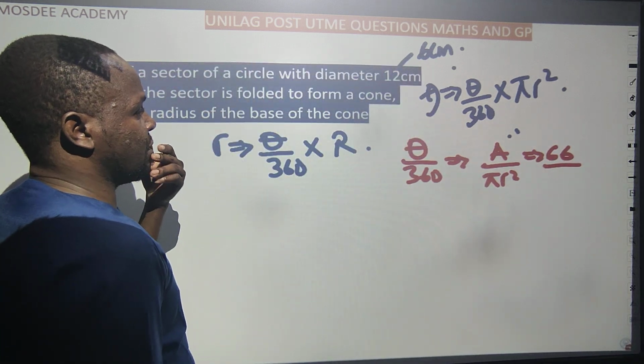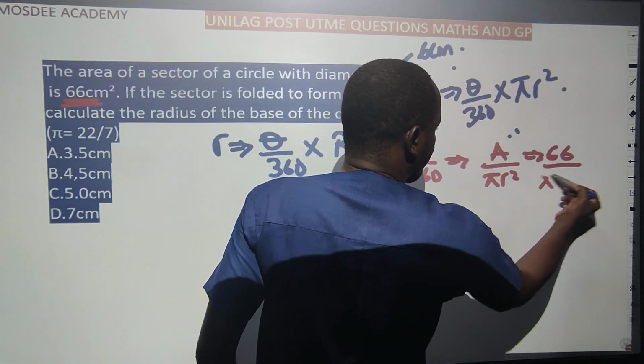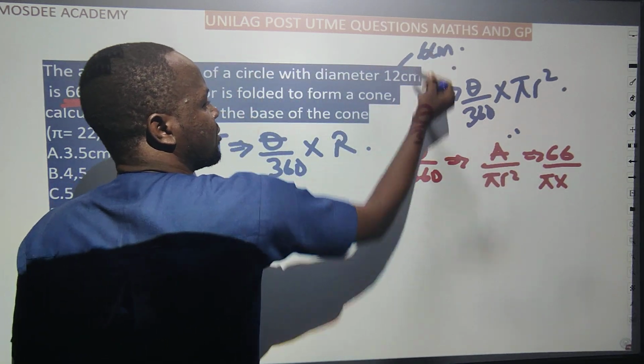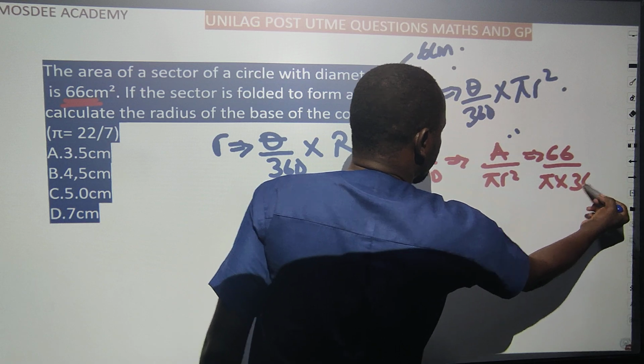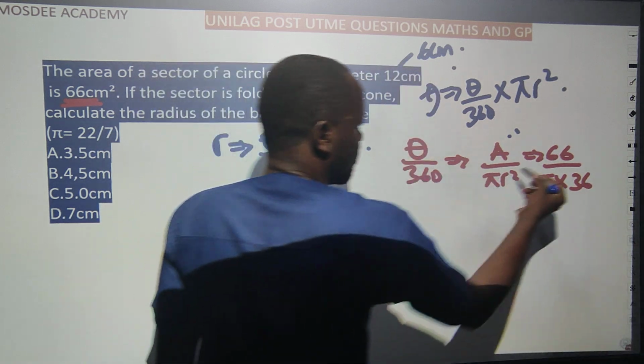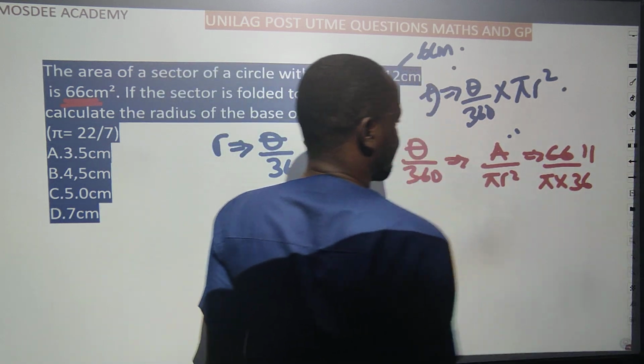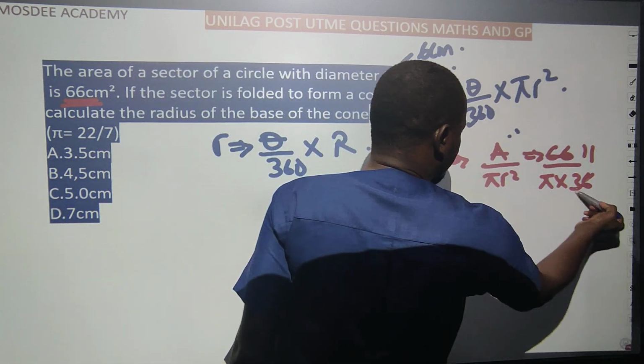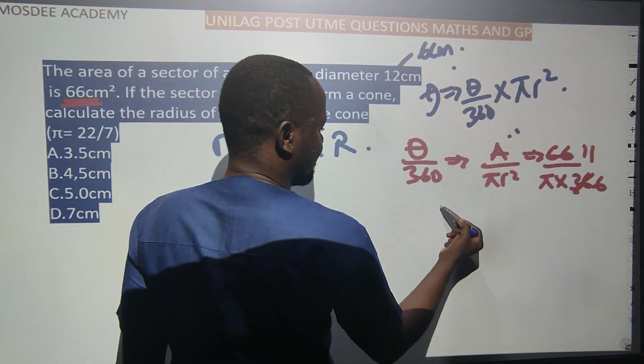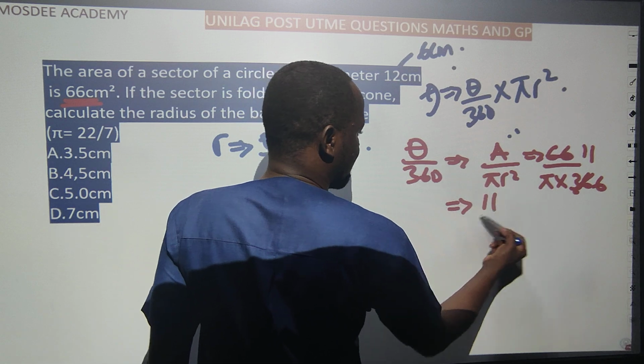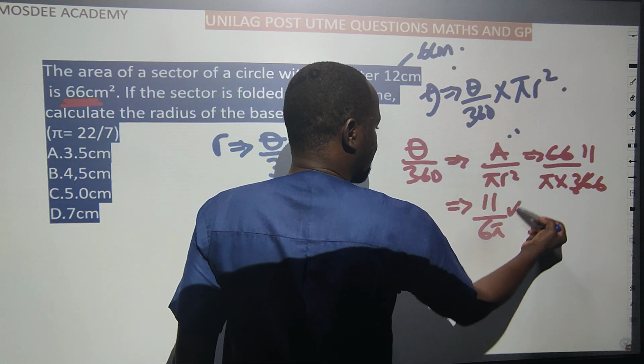Pi r squared, I'm going to leave the answer in terms of pi. Pi times r squared. R is 6. 6 squared is 36. I think 6 can go. 6 here, 11, 6 and 66. Then 6, 6 and 36. So that means theta over 360 is equal to 11 over 6 pi. So that is that.